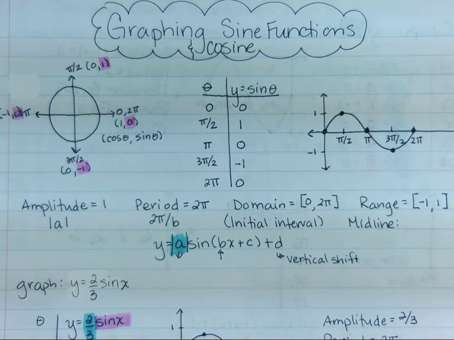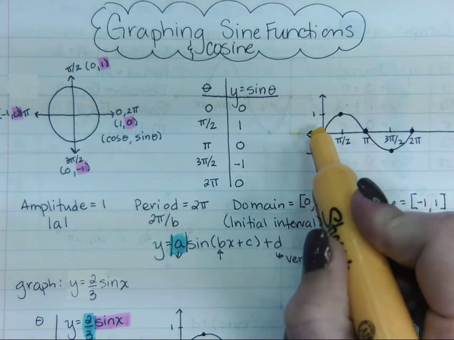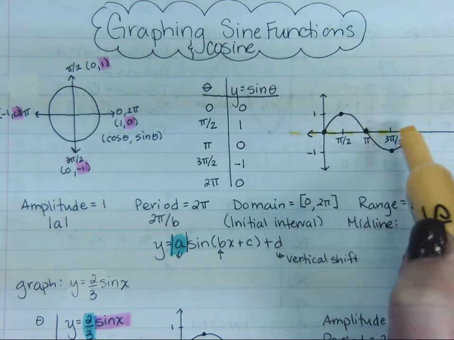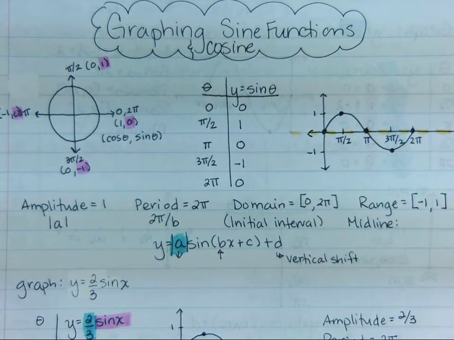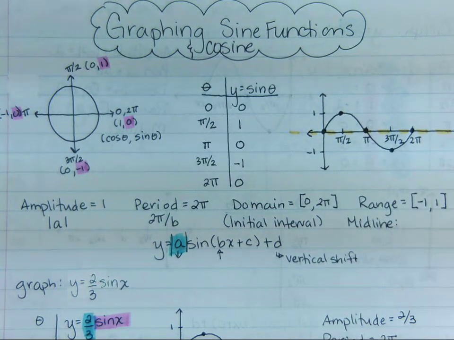So I'd like to add something to our notes from yesterday. I spoke about it, but I didn't actually write it down. And that is the midline. There's this horizontal line through the middle of our sine function, which is called the midline. What it does is it shows the two equal parts to your sine function.